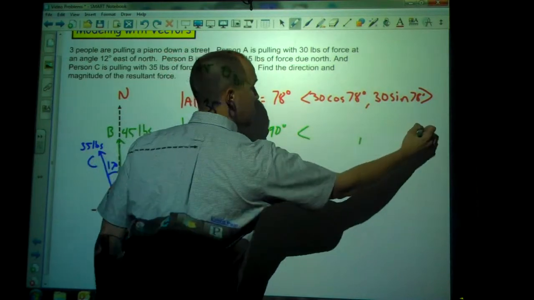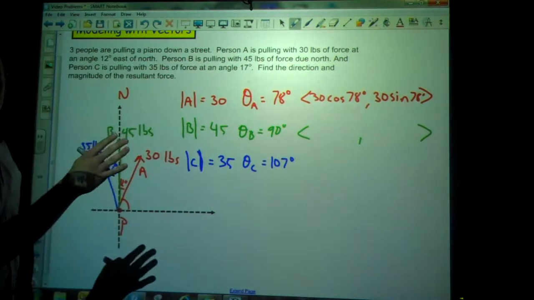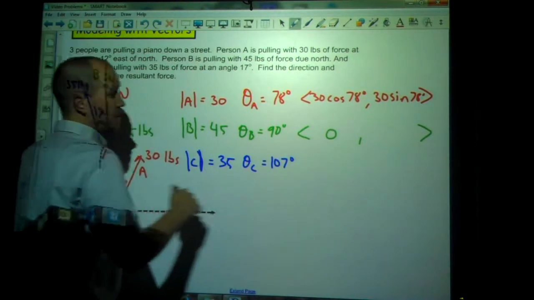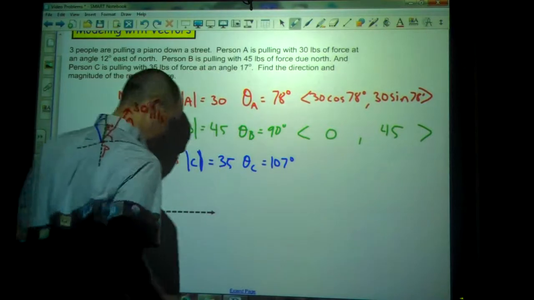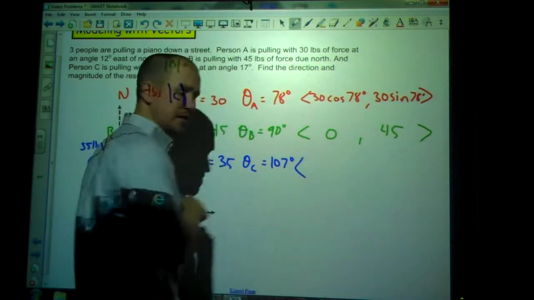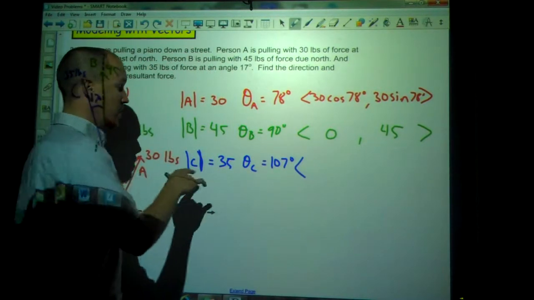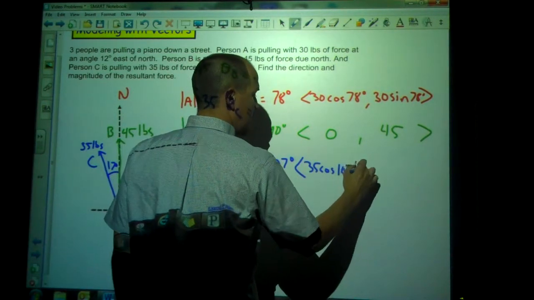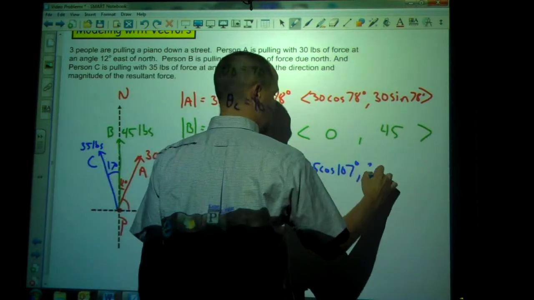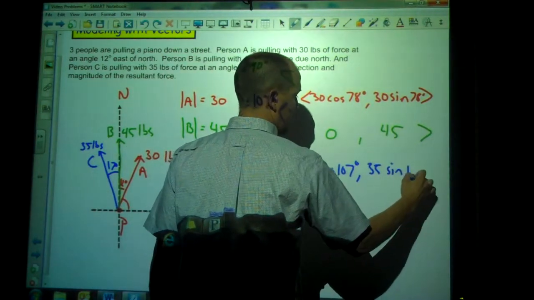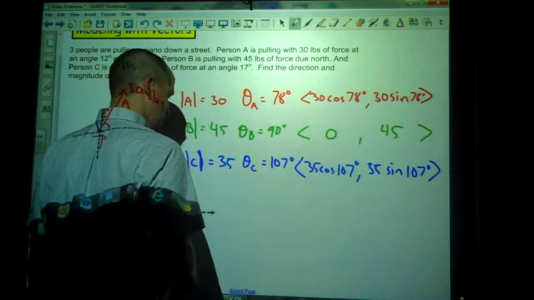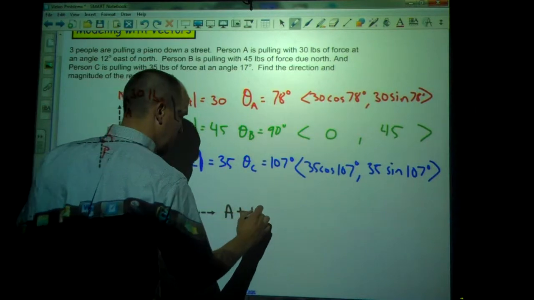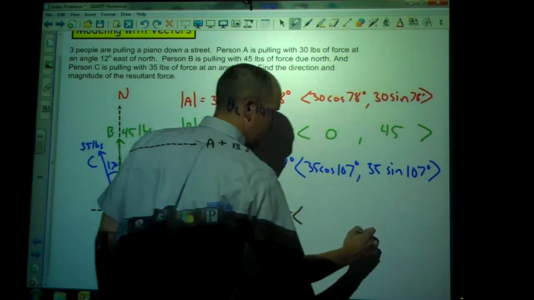Alright, this one is even easier because it's straight north. The horizontal component is 0, and the vertical component is 45. I'm going to use the same formula for this one that I used in the first one. The magnitude cosine of the angle and the magnitude sine of the angle. So, let's see here. A plus B plus C.